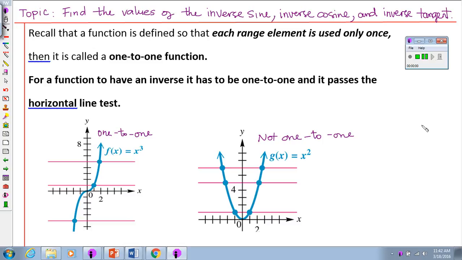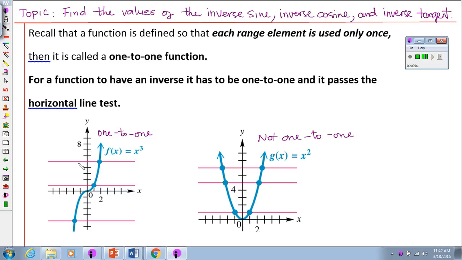Hello my pre-calculus student. In this video we are going to find the value of inverse sine, inverse cosine and inverse tangent. For a function to have an inverse, it has to be 1 to 1. So to test a function to be 1 to 1 so that we can find the inverse, we have to use the horizontal line test.